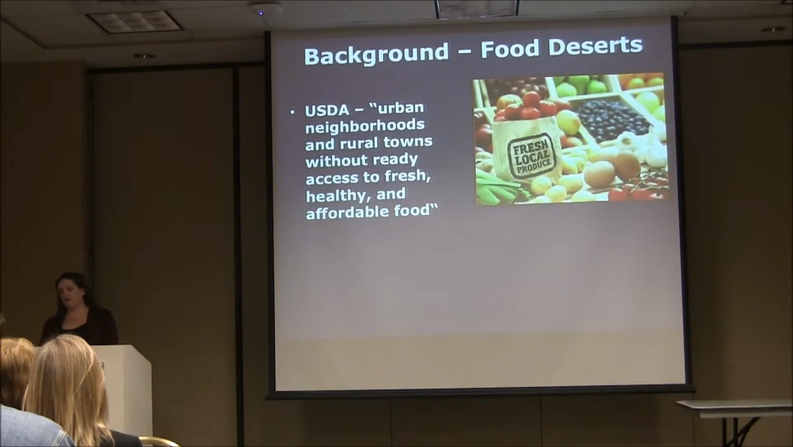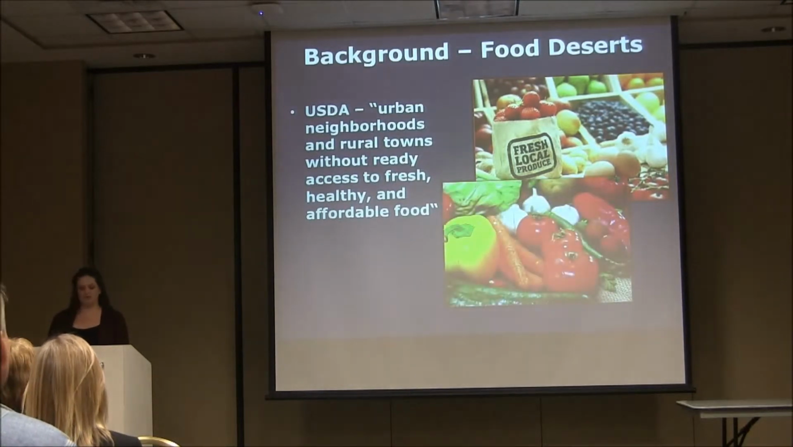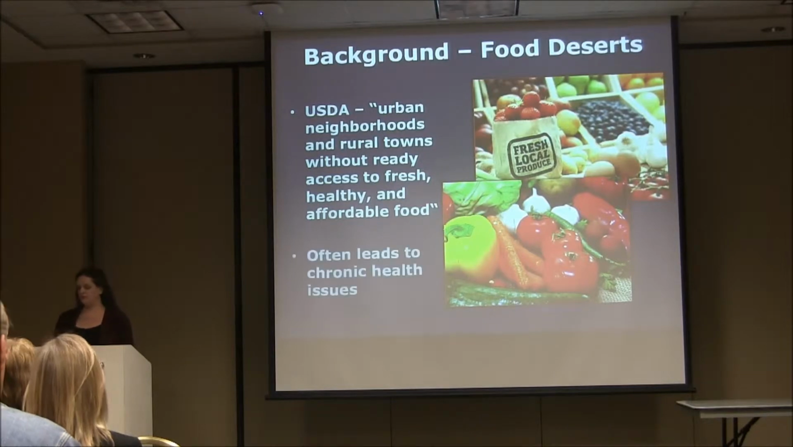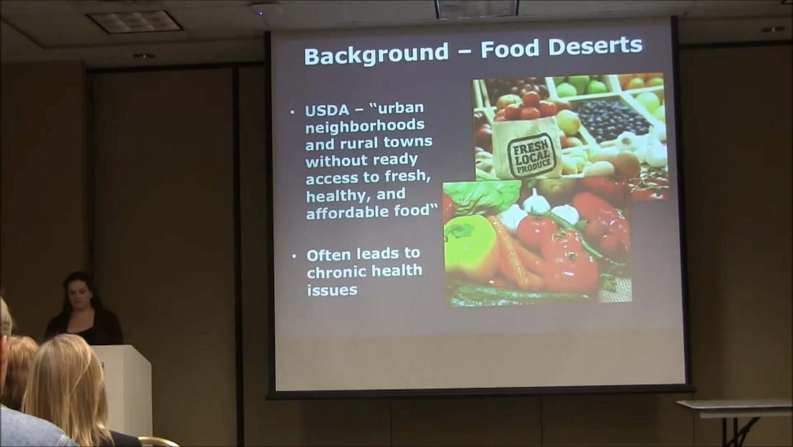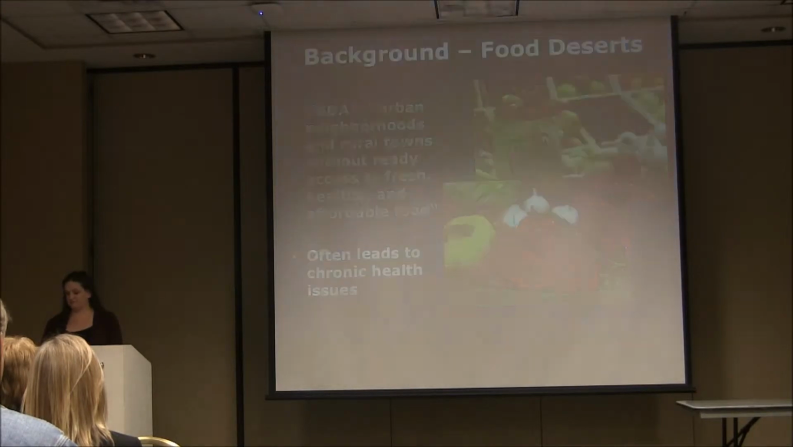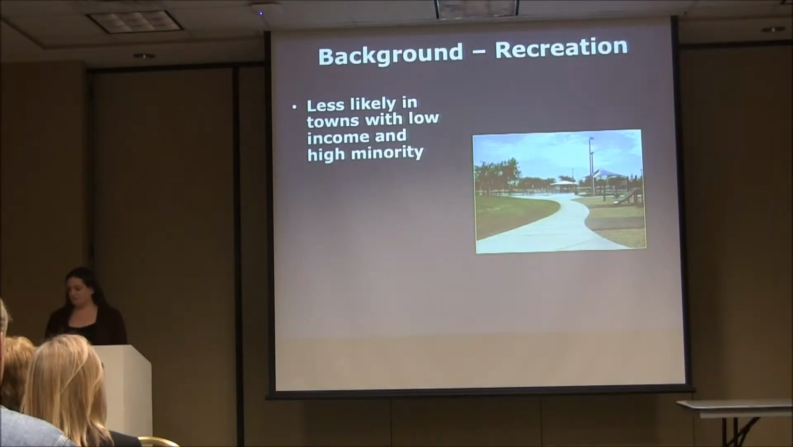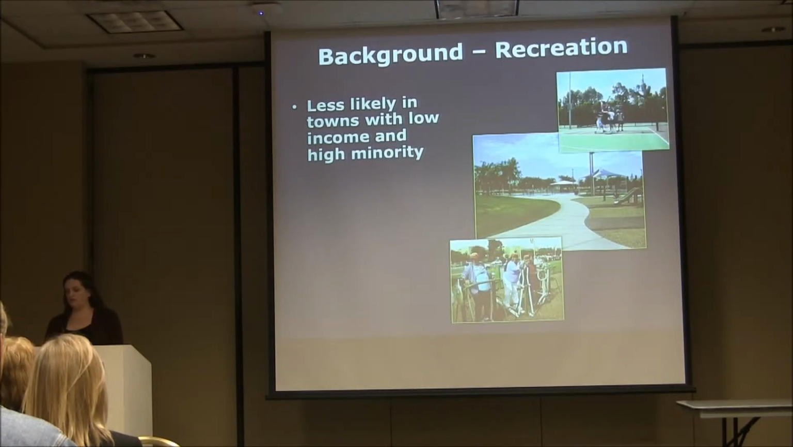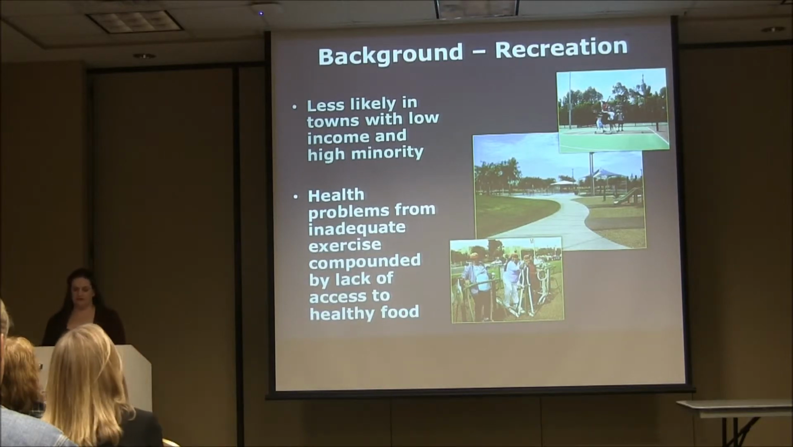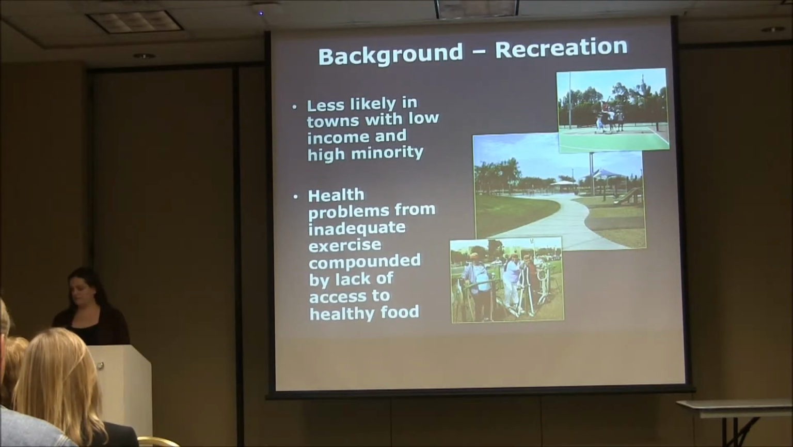Food deserts are defined by the USDA as urban neighborhoods and rural towns without ready access to fresh, healthy, and affordable foods. People who live in areas where access to healthy food is limited are more susceptible to obesity, diabetes, heart disease, and other chronic health issues. Studies have shown that recreational amenities are less abundant in areas where there's low income and high minority populations. And when you combine that with food desert issues, the health issues are compounded.